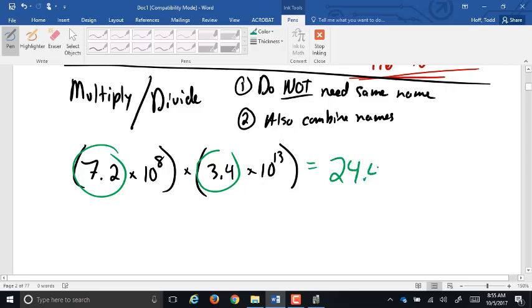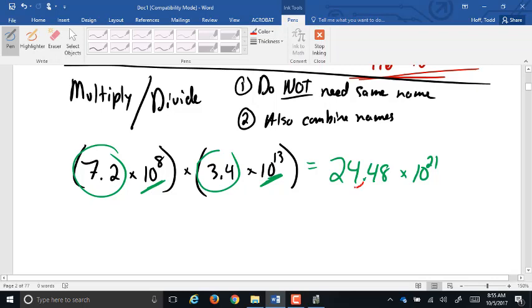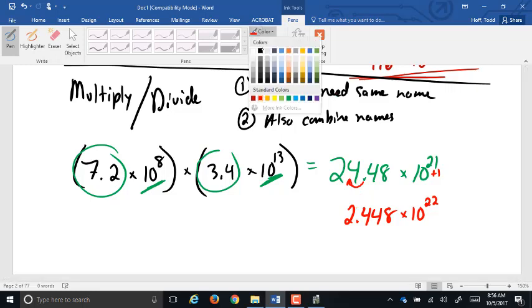24.48 times, now we also combine the names, 10 to the 8th times 10 to the 13th. We're multiplying, we add powers, right? 8 plus 13 is 21. But we're not done yet. We've got 2 digits in front of the decimal point, so we've got to move it over. 2.448 times, does this get smaller or larger? Larger, 10 to the 22nd. The number got smaller, went from 24 down to 2, so the power gets larger.